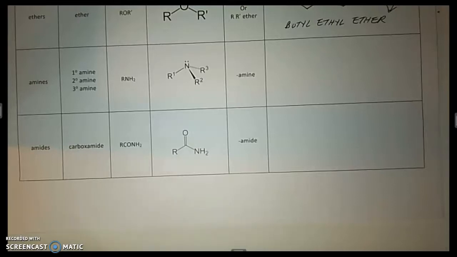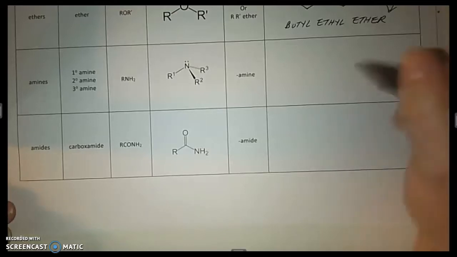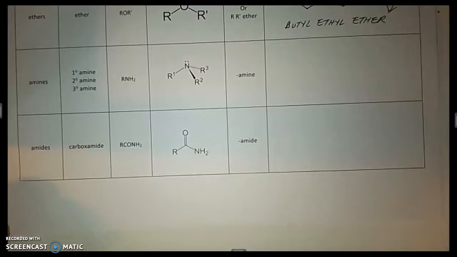We could have one of those bonds to a hydrocarbon, making it a primary amine. We could have 2 of them to hydrocarbon chains, making it a secondary amine. Or we could have all 3 of the bonding spots on nitrogen to hydrocarbon chains. That's a tertiary amine. So I'm going to try to fit examples of all 3 in here. Sorry if it gets a bit squished.